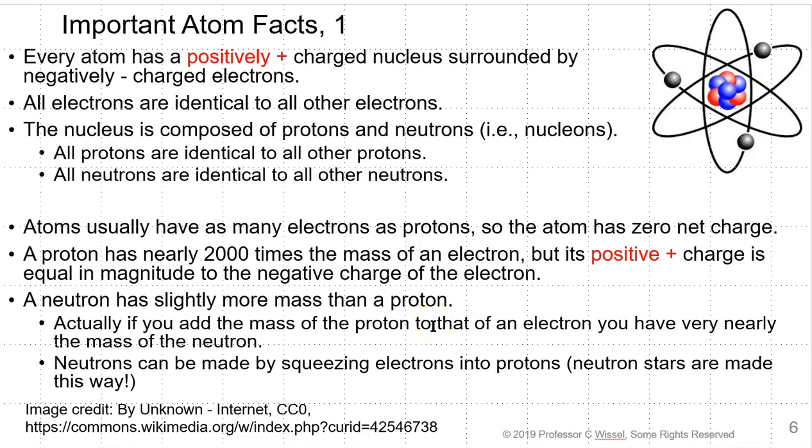A proton has nearly 2,000 times the mass of an electron, but its positive charge is equal in magnitude to the negative charge of the electron. A neutron has slightly more mass than a proton, and if you look at this carefully, if you add the mass of the proton to that of the electron, you have very nearly the mass of a neutron. And neutrons can actually be made by squeezing electrons into protons. That's how neutron stars are made.